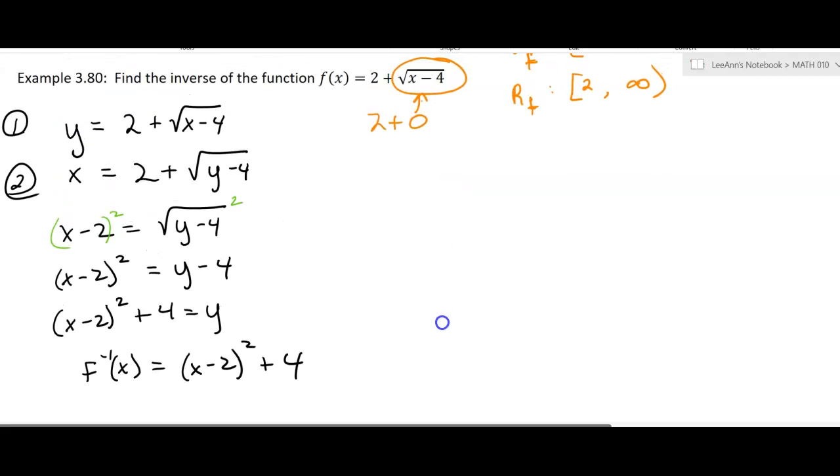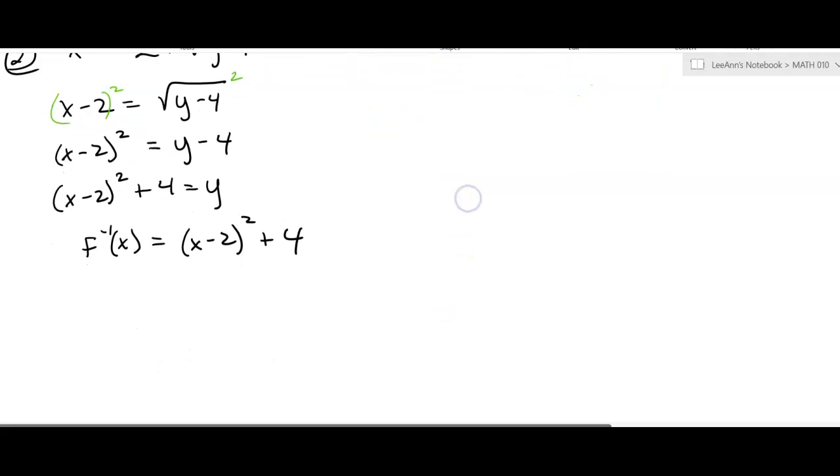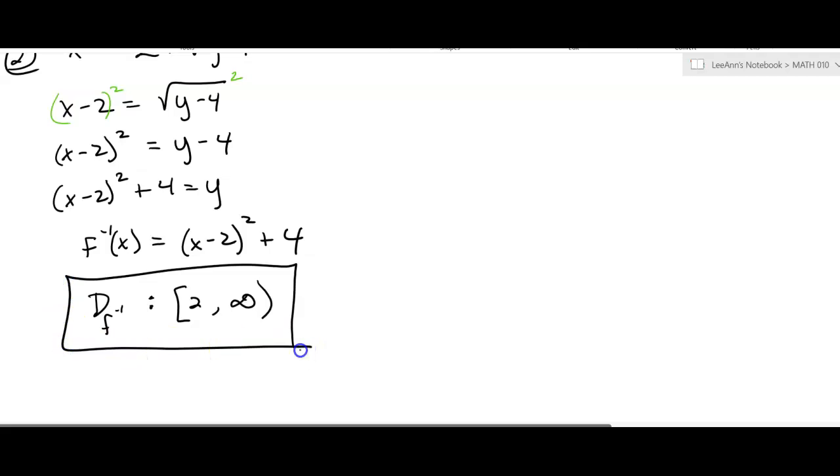Okay, since I found the range of the function, then I know my domain for the inverse. So the domain for the inverse is 2 to infinity. Okay, so if they ask, sometimes they ask. All right, there we go.